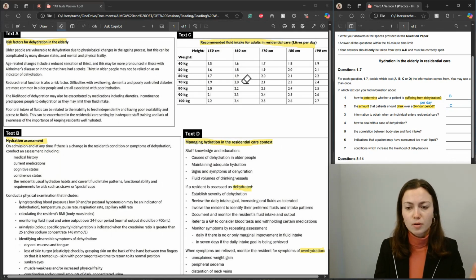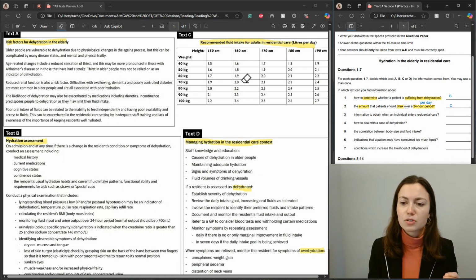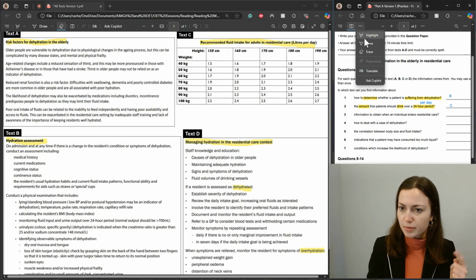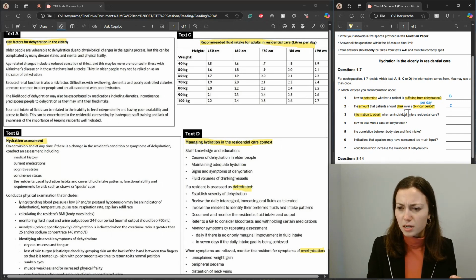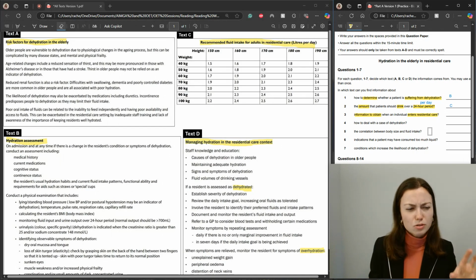Excellent. All right, number 3, information to obtain when an individual enters residential care. So first step, scan for keywords. So information to obtain, okay. Individual, enters residential care. So for this one, my mind immediately goes to information to obtain might be assessment or evaluation. So I'm thinking maybe text B. But entering residential care, okay, I remember that we talked about residential care specifically in text D.